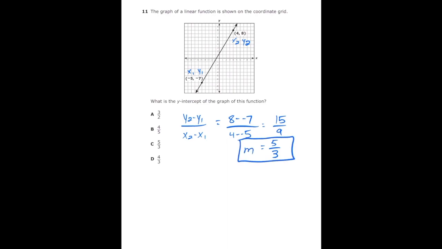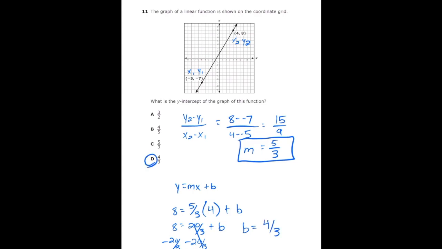So our slope is 5 over 3, and now I'm going to take a point from the graph and the slope and plug it into y equals mx plus b. So my y value is 8. I'm going to set that equal to the slope, which is 5 over 3, times the x value, which is 4. Then we're going to be solving for b, which is the y-intercept. So 5 over 3 times 4 is equal to 20 over 3. And now we just need to subtract 20 over 3 from both sides. And we should get that b is equal to 4 over 3, which is letter D.